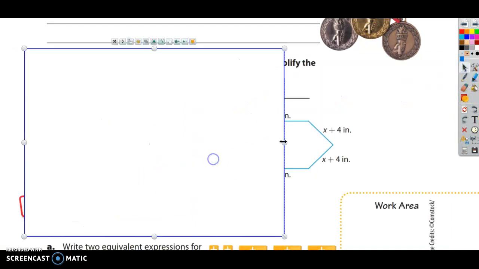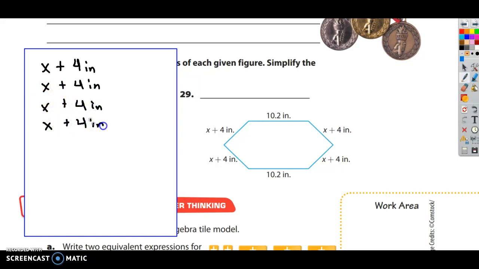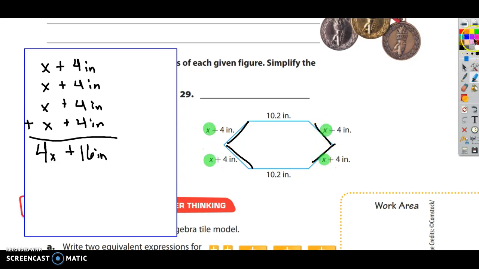You can kind of do the same idea on this one. Number 29. What can we add up? We've got x plus 4 inches, and we have 4 of those, so I can add up x plus 4 inches, x plus 4 inches, and x plus 4 inches. And we can combine those. x plus x plus x plus x, that's a total of 4 x's. And then 4 inches plus 4 inches plus 4 inches plus 4 inches, that's 16 inches. So if I add up this side, this side, this side, and this side, I'm good. I've got 1, 2, 3, 4 x's, and I've got 4, 8, 12, 16 inches.